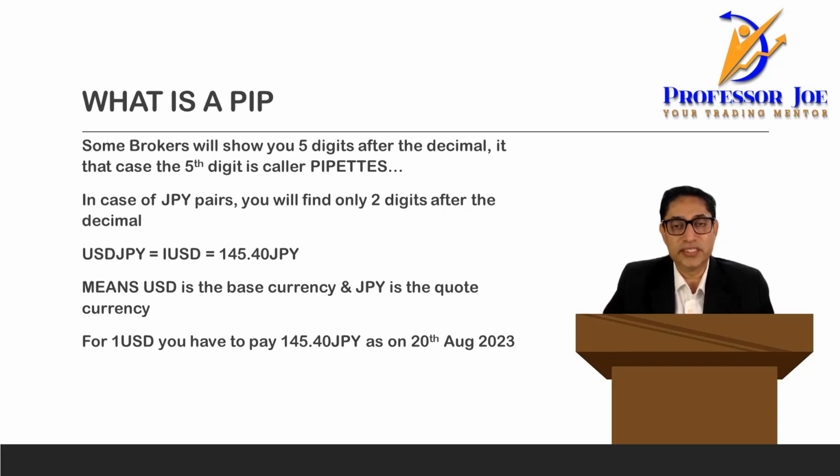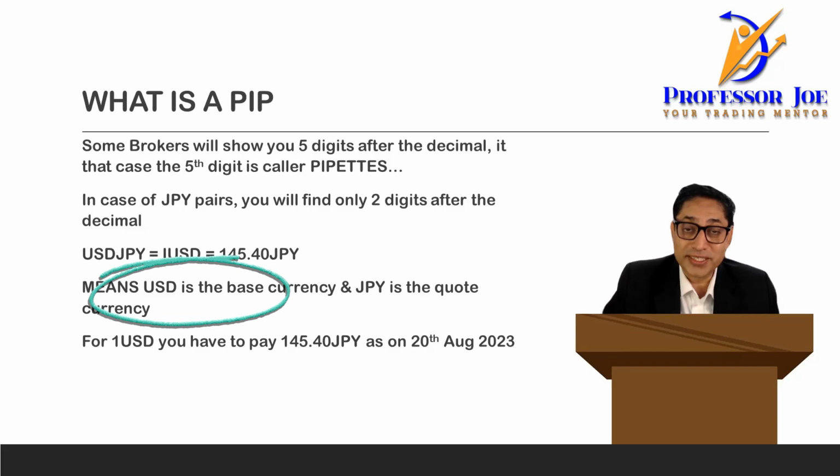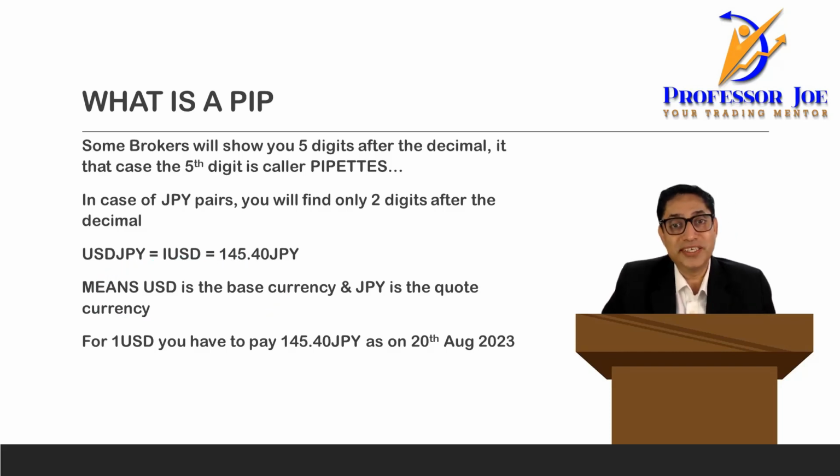Okay, over here you can see 1 USD equals 145.40 JPY. Now you can see in this pair, USD is the base currency and JPY is the quote currency. In the earlier example, Euro was the base currency and USD was the quote currency. So it's very important to understand which is the base currency. The first currency is the base currency and the second currency is the quote currency.